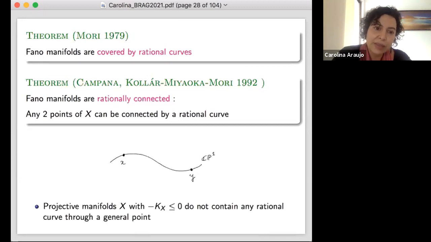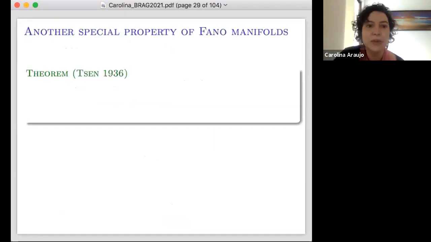And in contrast, projective manifolds with non-positive anticanonical class do not contain any rational curve through a general point. So this existence of many rational curves really distinguishes Fano varieties among the other two important classes. Okay, so this is the geometric condition, and now I would like to discuss an arithmetic property of Fano manifolds.